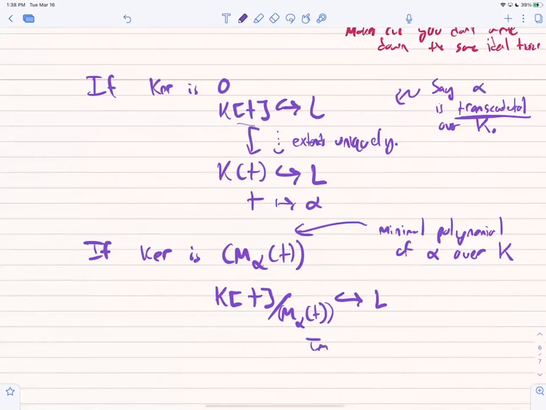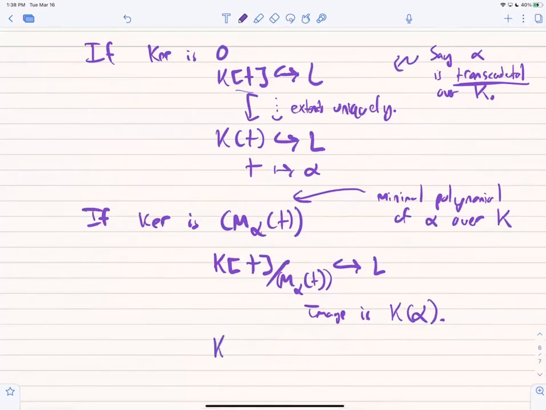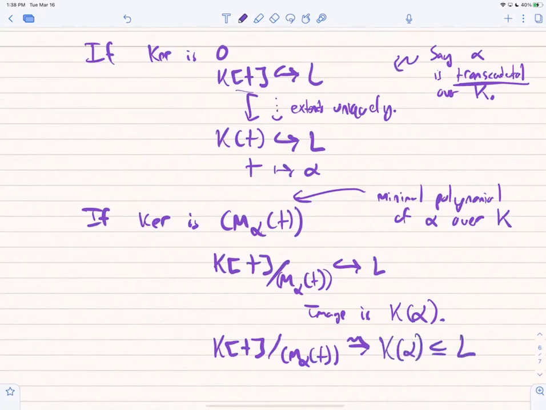The image is, and it's not so hard to check, so I'll leave it as a thought exercise for yourself, the image is K(alpha). So the image of this map is the smallest subfield containing alpha. So we get K, and this map factors as an isomorphism to the smallest subfield containing K and alpha inside of L.